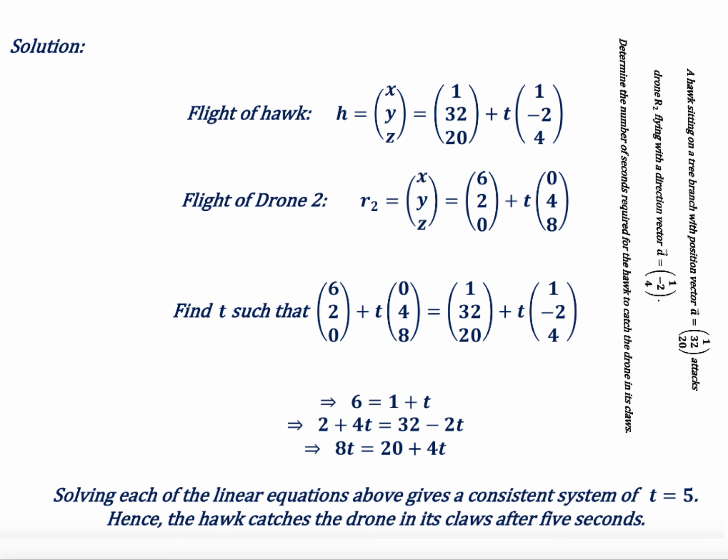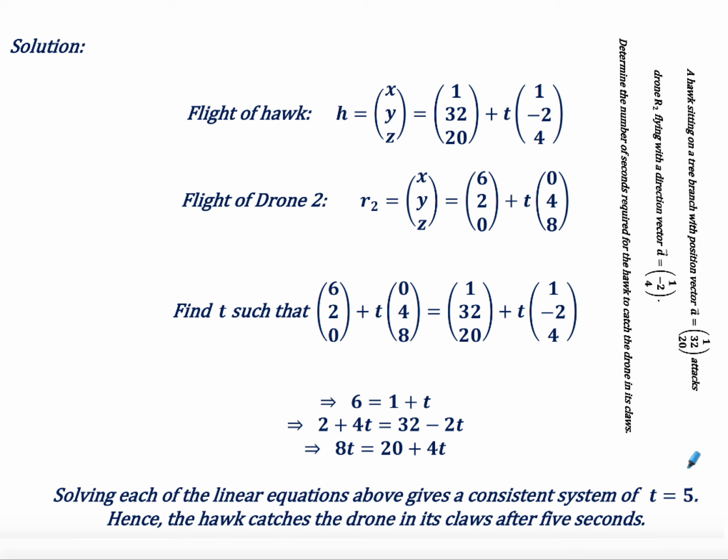So the answer to the question of there's a hawk sitting on the branch of a tree, and basically if you let t be 0, then the hawk would be positioned at 1, 32, 20. That would say go over x of 1, go way up high to the tree of 32, come out maybe 20, in terms of it being on a branch. So it takes off and flies towards drone 2, and so let's actually determine or show that they actually collide.